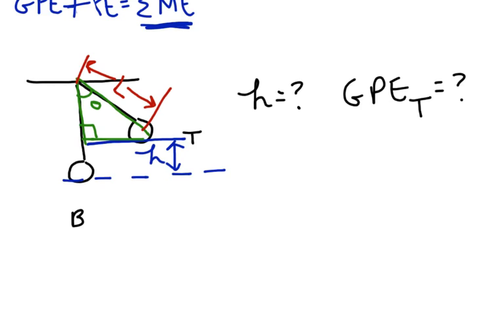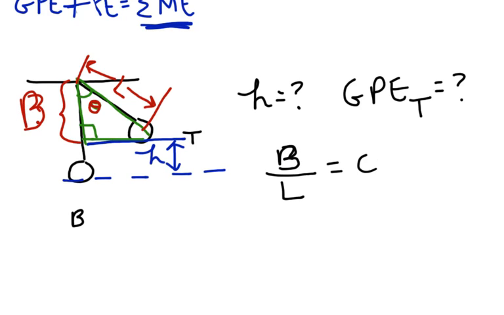If I know my angle, which let me write that again on red, if I know theta and I know L, can we find this side of the right triangle? And knowing trig, of course, we can. So let's do that real quick. Let's give it a different letter here. For lack of anything better, I'm just going to call it B. So B over L is going to be cosine theta, or B is going to be L cosine theta.